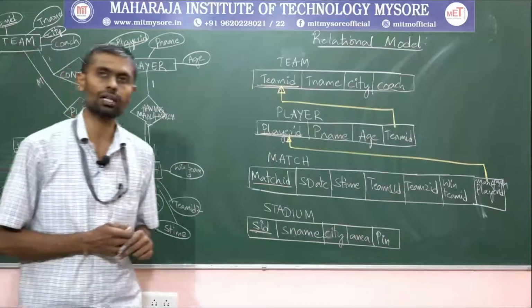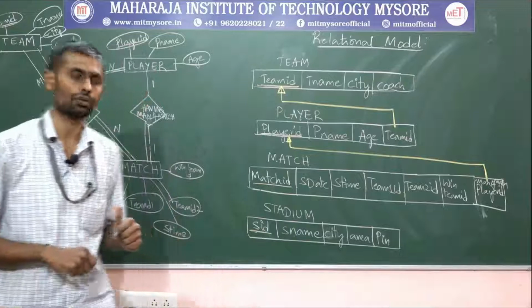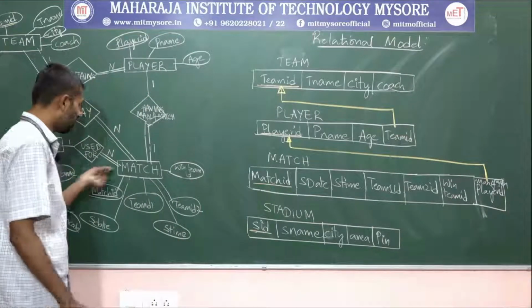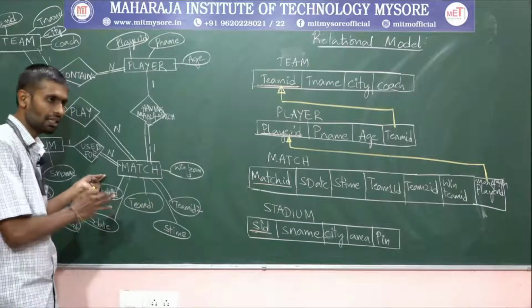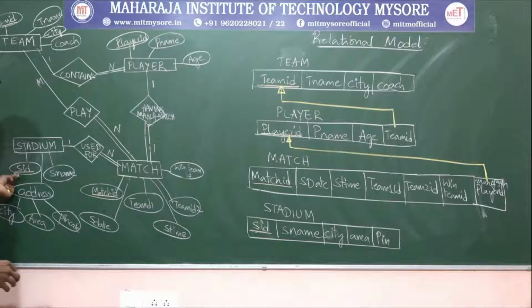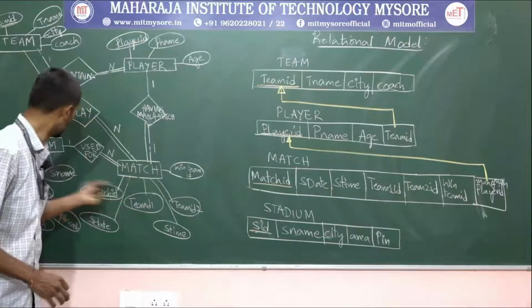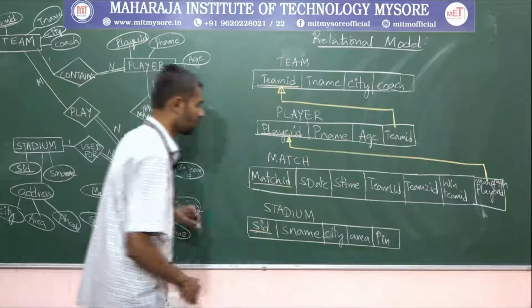Don't go with creating a new relation. Instead of that, go with the foreign key approach. What it says: where we are having a maximum cardinality as well as the participation, to that end, its opposite end key, the entity type key attribute, you make it a foreign key here. That means SID of stadium, you take it in the match relation, right?